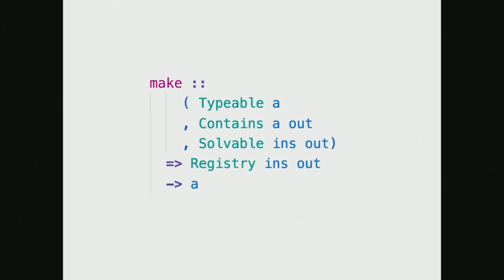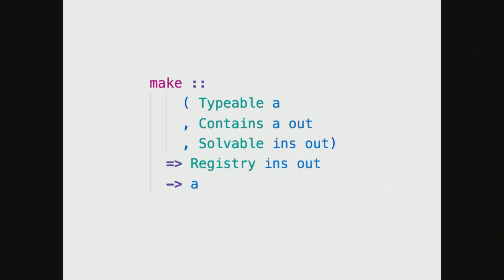Then the registry itself contains two lists of types. The out part is a list of all the outputs of all the functions and all the values. And the ins part is the list of all the inputs of all the functions. So if I want to extract something out of the registry, I must at least check that my type A is in the list of all the outputs. If it's not in the list of all the outputs, I know that I will never be able to build something like this. But there are more complex conditions.